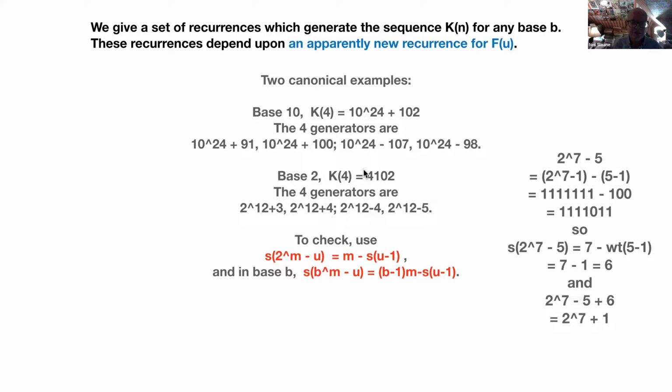The key insight is, let's look in base 2. The smallest number in base 2 with 4 generators is 4102, which is 2 to the 12 plus a bit. And the generators, you look at them: 2 to the 12 plus 3, 2 to the 12 plus 4, 2 to the 12 minus 4, and 2 to the 12 minus 5. It's easy to check in your head that that works. In base 2, 2 to the 12 plus 3 is 1 with a lot of zeros and then 1, 1. So it's got binary weight 3, the sum of its digits in base 2, 1 plus 2. And if you add 3 to that, you get 2 to the 12 plus 6, which is 4102. And the others are easily verified. But the point is, some of the generators are less than this power of 2, and some are bigger than this power of 2.